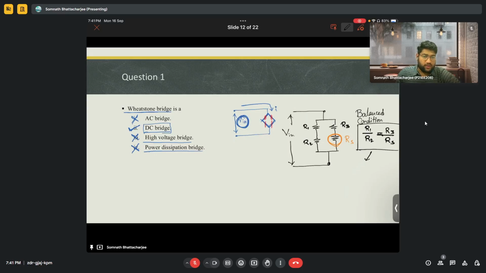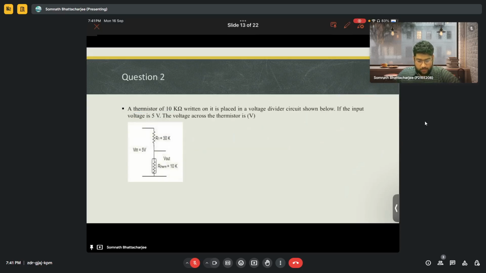So we need a DC voltage to cancel out the environmental factors, and then we find only the value of the sensor based on the resistors. Okay, so moving on to the next question.